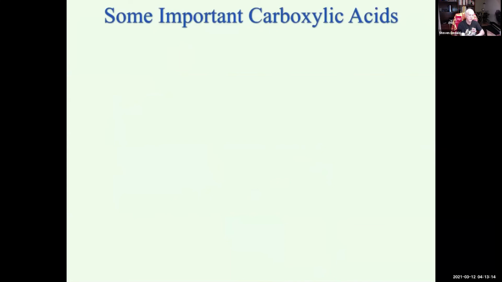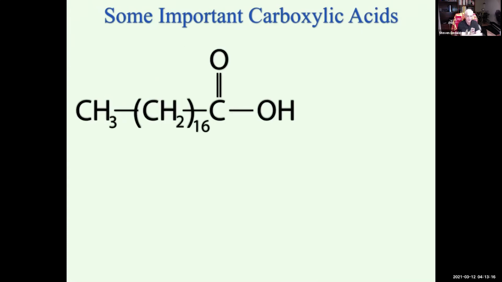All right, some important carboxylic acids that we're dealing with. C3, 16 CH2s, COOH. That's a total of 18 carbons. That's stearic acid. That's beef fat. That's what you get in ribeyes, prime rib. That is octadecanoic acid. I think deca is 10, octa is 8, so that's 18 carbons. So octadecanoic acid. That's beef fat, your stearic acid.